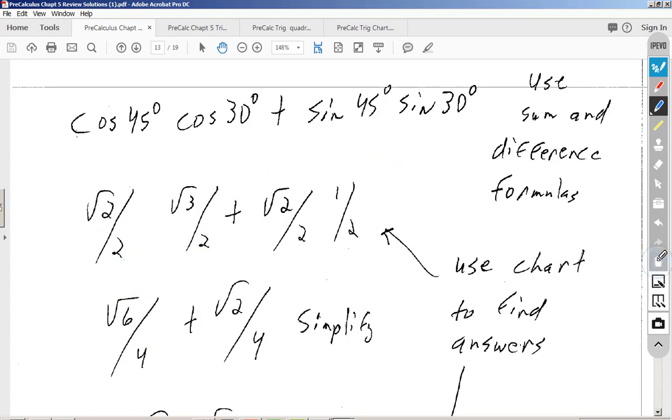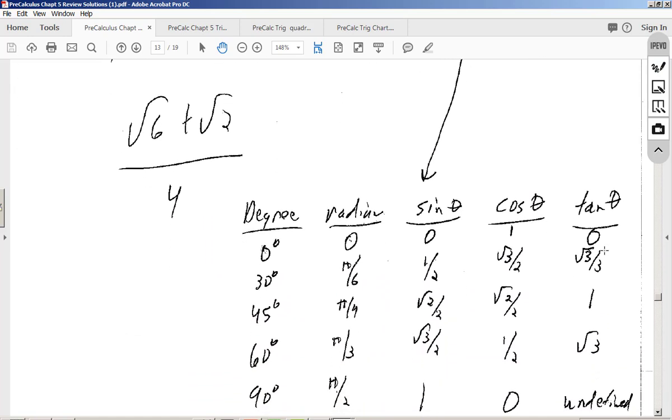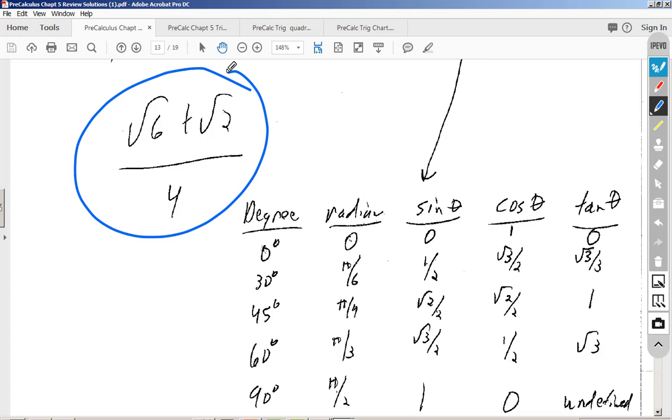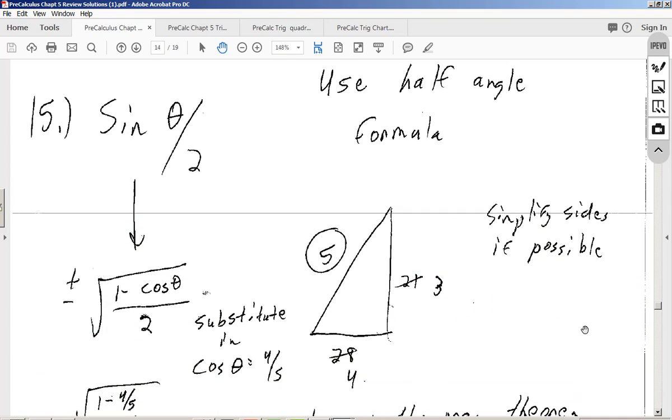Now multiplying numerator by numerator. So the square root of 2 times 1 is going to be the square root of 2. 2 times 2 is going to be 4. Now I'm going to add my numerator, keep the same denominator. So my answer is going to be the square root of 6 plus the square root of 2 all over 4. And it looks like I wrote down the chart again. So here's the chart written down for you again if you need to use it. So there's your chart.